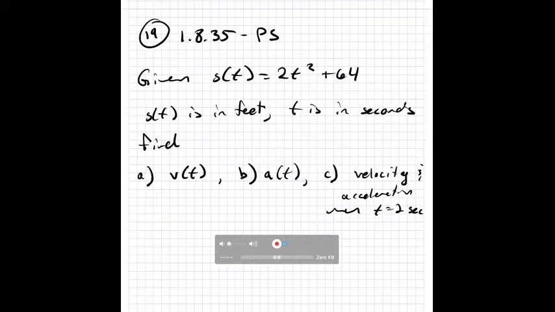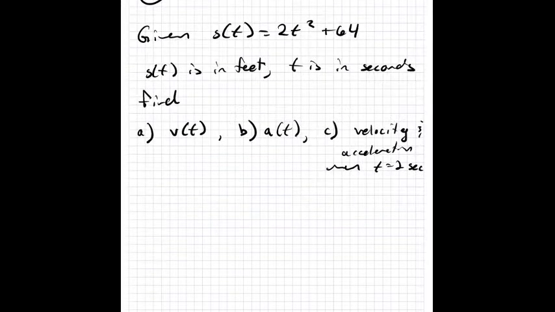All right, so let's start off with part A. The velocity is going to be the derivative of your position function, so s prime of t. And that's going to be 4t. That's it, because the derivative of the constant term goes to 0. So that's our velocity function, okay?